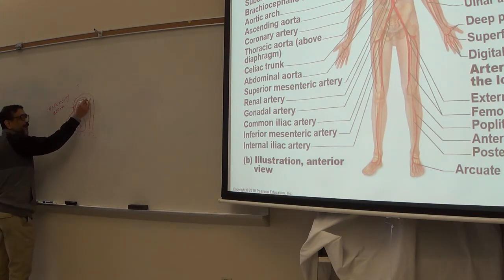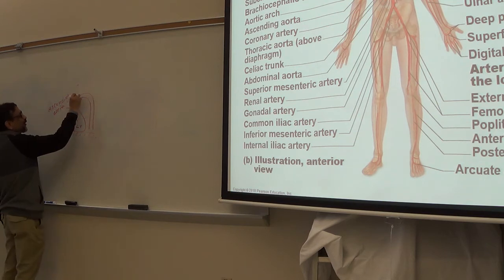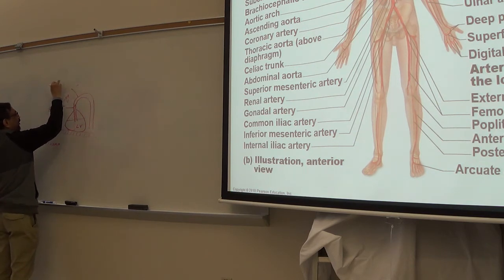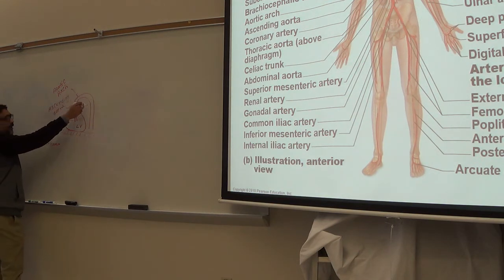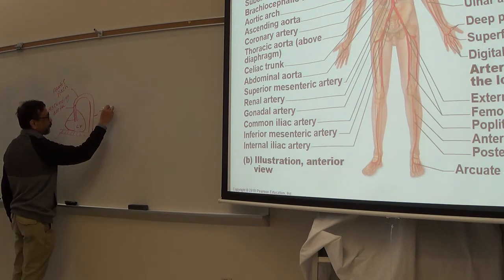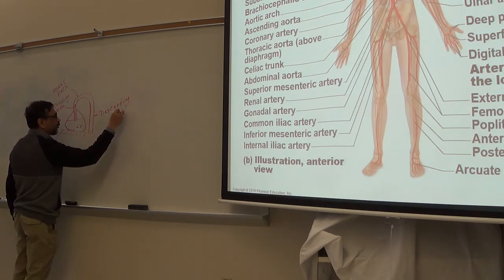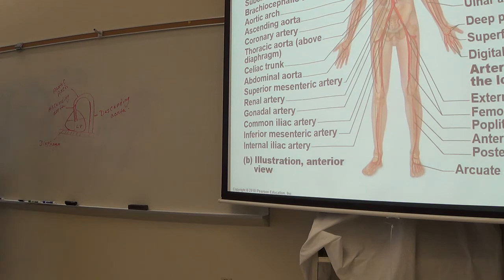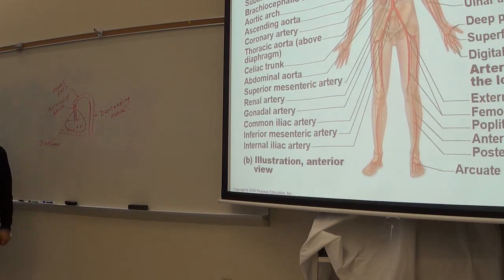Then you see an arch, like the St. Louis arch, right? Like an arch. So this is called the aortic arch, or arch of the aorta. So that is another part. And then the descending aorta. So, aorta has how many parts? I said three. This is ascending, then arch, then what? Descending. Descending is very long.